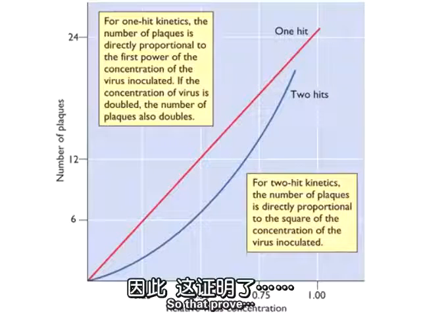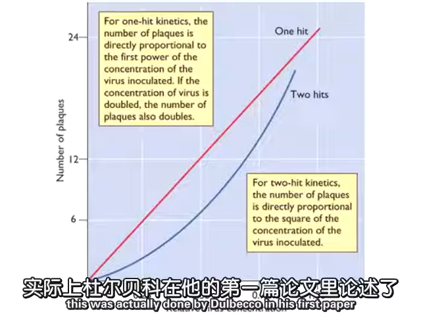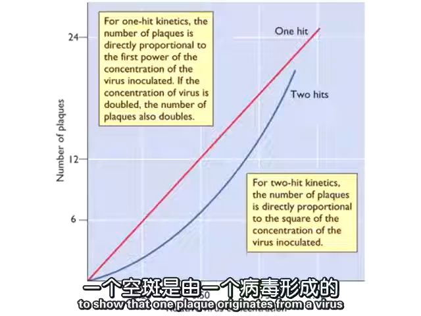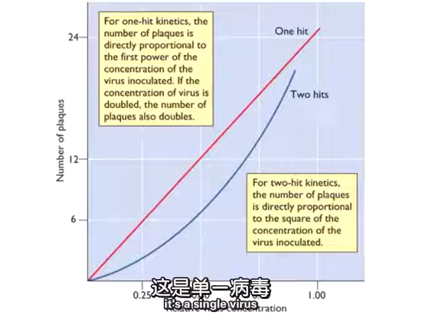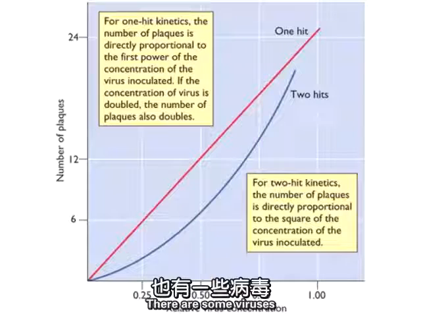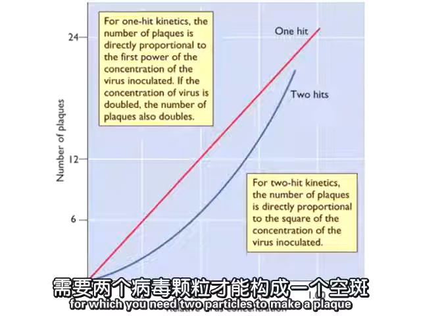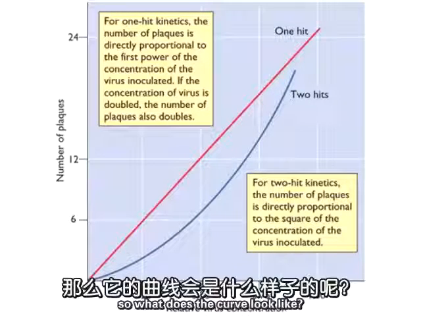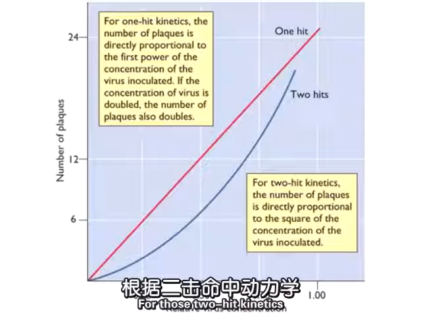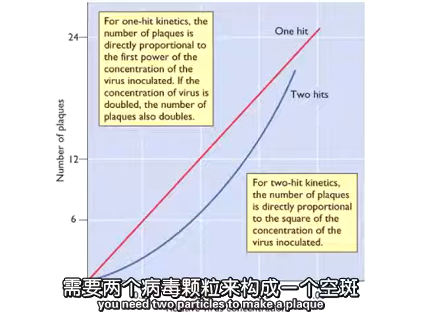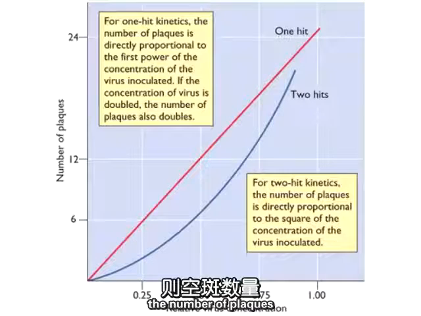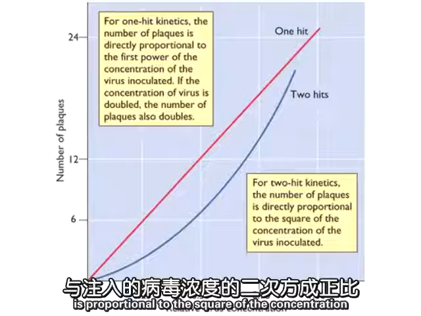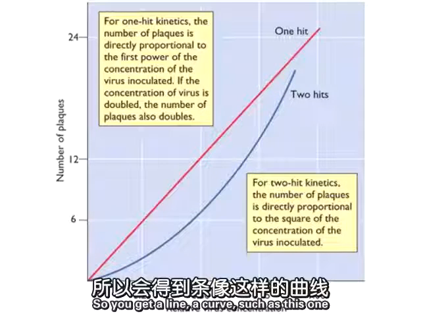So that proved, and this was actually done by Delbrück in his first paper, that one plaque originates from a single virus. There are some viruses for which you need two particles to make a plaque. So what does the curve look like? For those, two-hit kinetics, you need two particles to make a plaque. The number of plaques is proportional to the square of the concentration. So you get a curve such as this one.